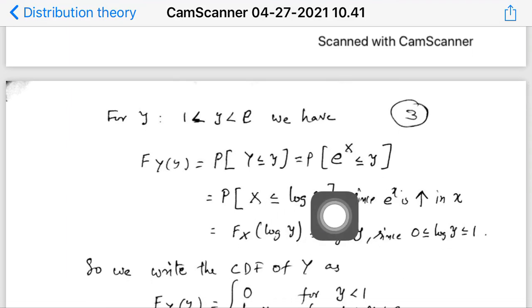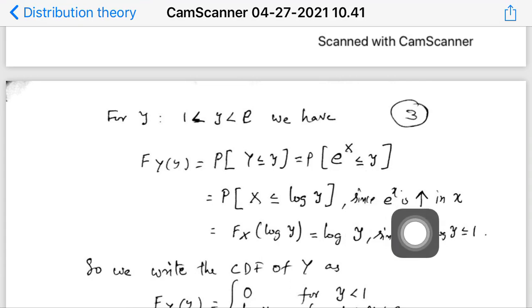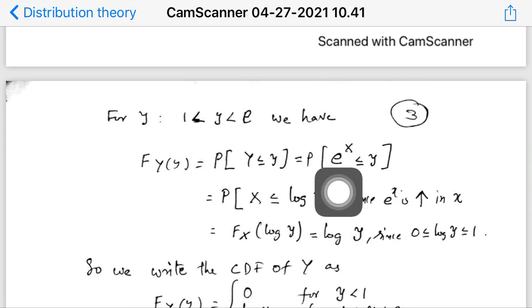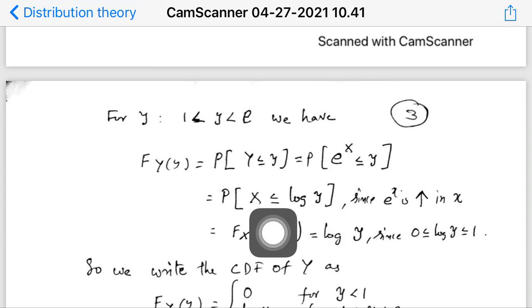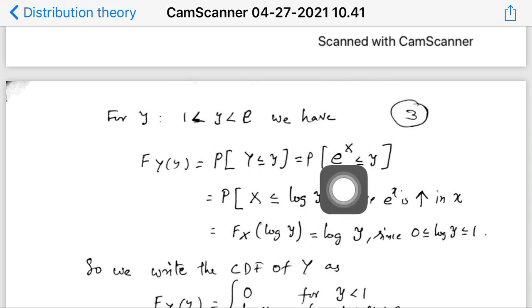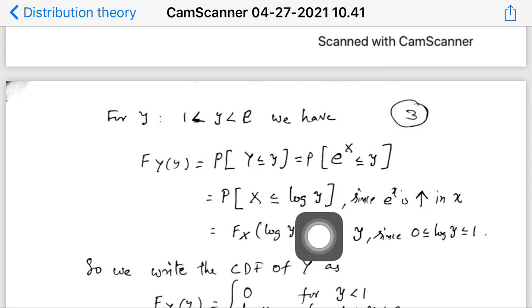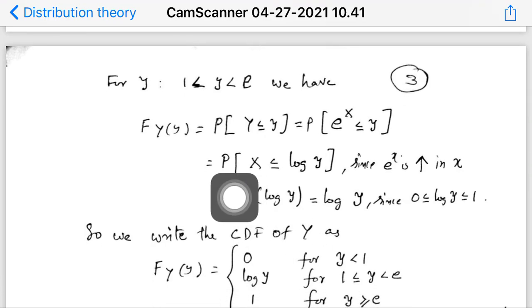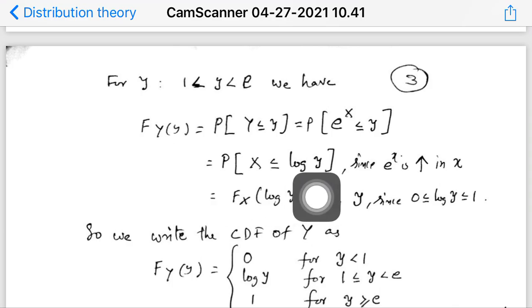You can see that e to the power of x is an increasing function in x. Therefore, e to the power of x less than or equal to y can be equivalently written as x less than or equal to log of y, because you are taking logarithm on both sides. And what is the probability that X is less than or equal to log y? By definition, it is F_X of log y.